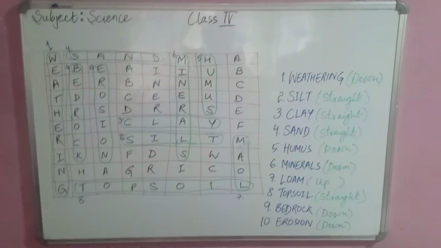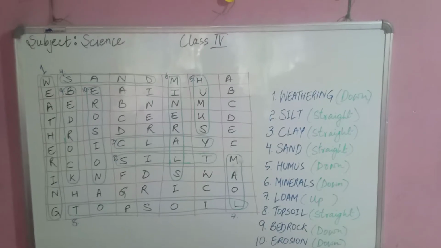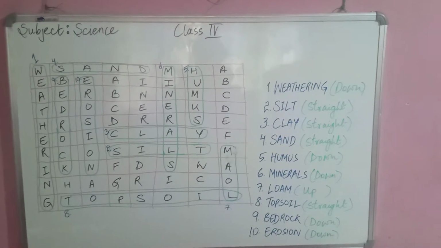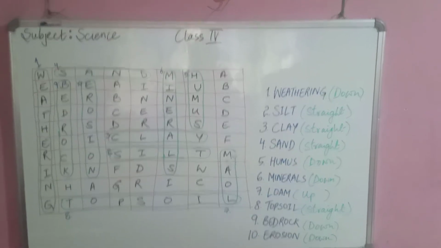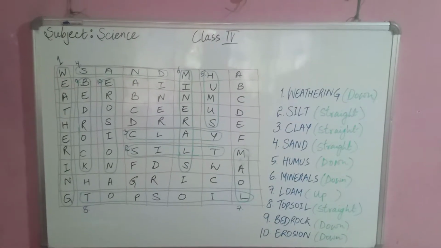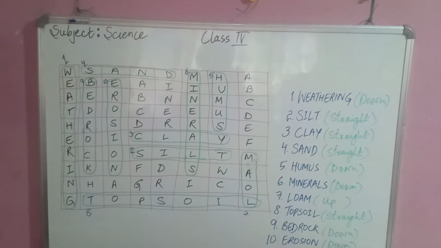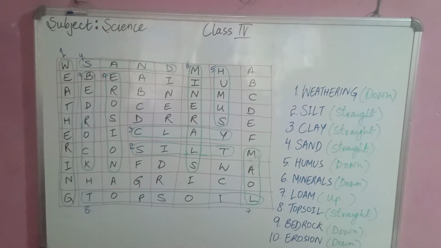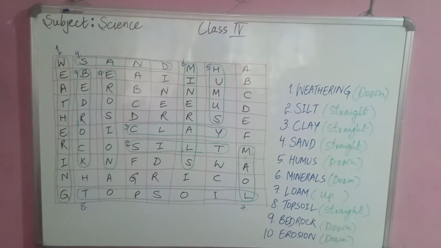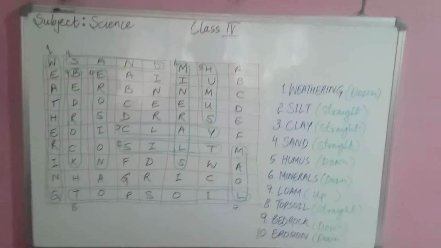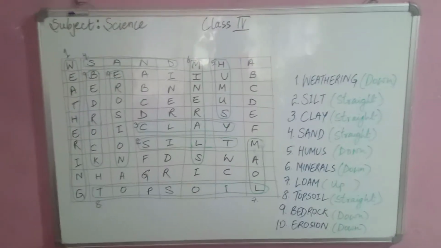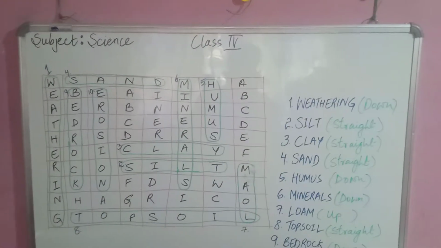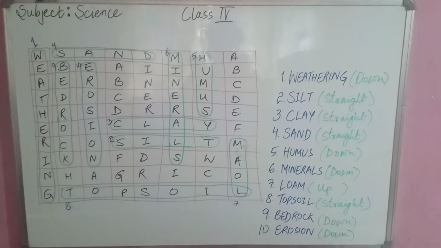Good morning, class 4. Today we're going to start our new chapter named Soil. In this chapter we're going to learn the process of how soil is formed, the different types of soils, and what soil erosion is, along with the various causes of soil erosion. These are some of the words given. Let's solve this crossword puzzle.